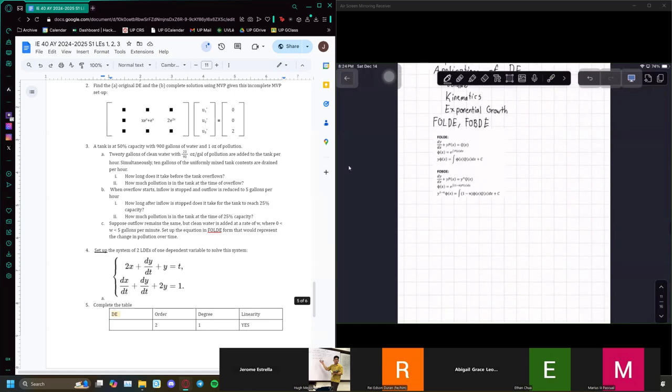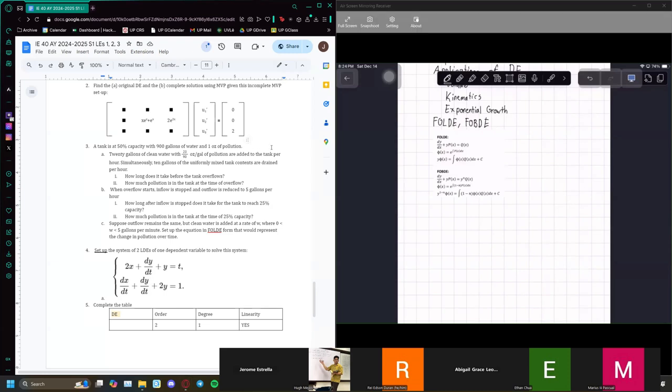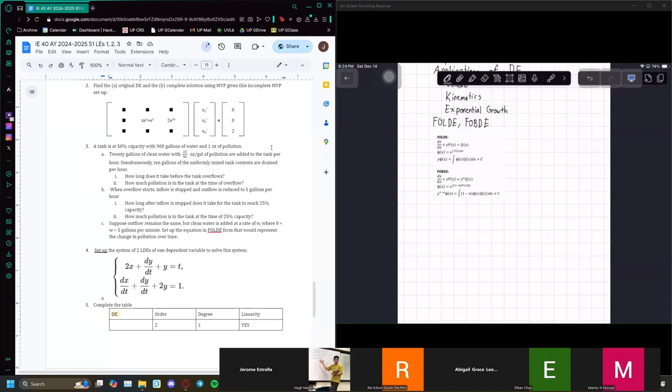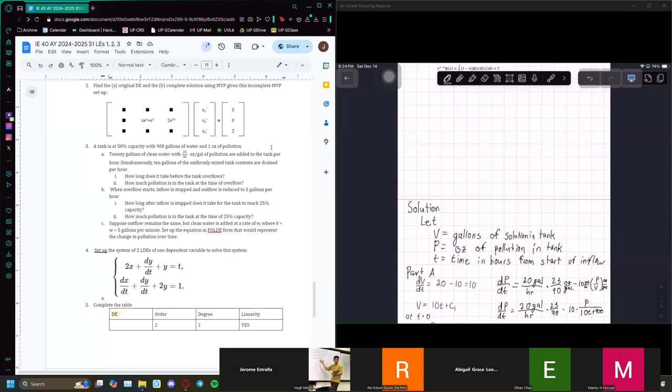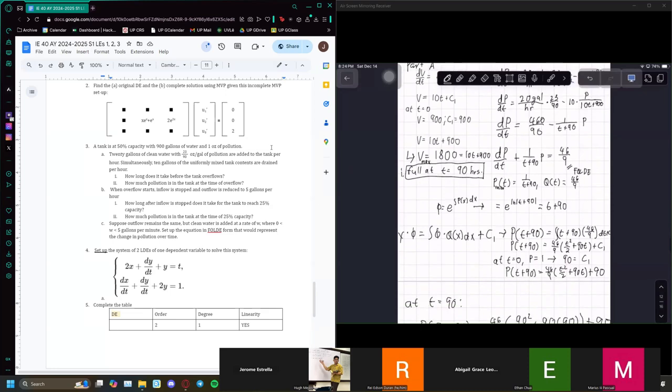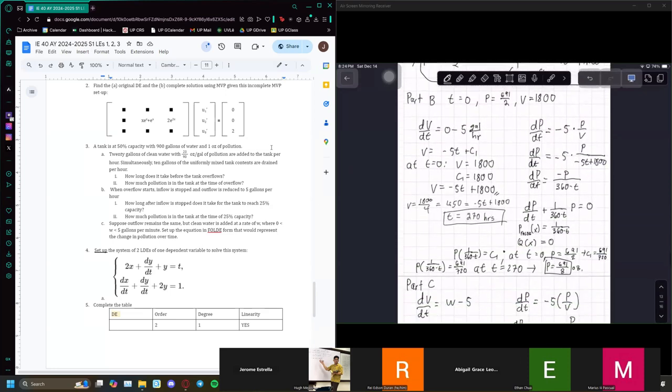Let me check chat now. Oh, sorry, I missed the question. Jerome, for 5t plus C1, is that a general formula? Like it will always be V equals inflow minus outflow plus C1. Okay, hold on. Where is the 5t plus C1? This one.